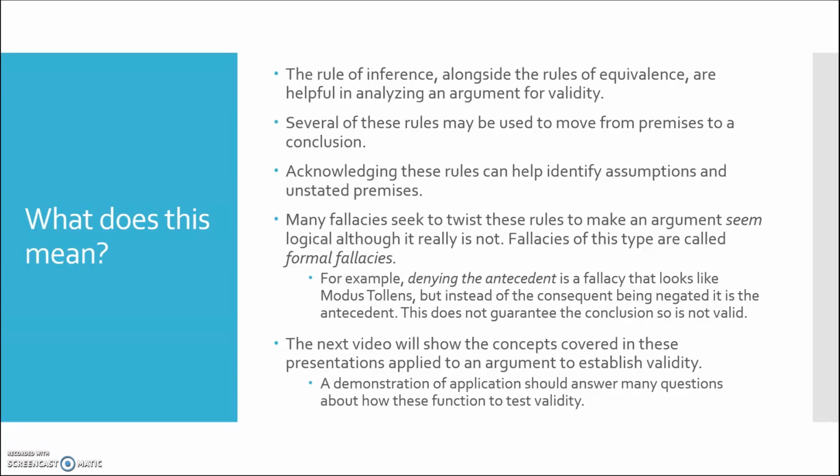And for an example, denying the antecedent is the fallacy that looks a lot like modus tollens. And if you recall, that's the one that says, if P then Q, not Q, therefore not P. But what denying the antecedent would do would say, if P then Q, not P, therefore not Q. But it just doesn't work that way. That's not the way the conditional works. If you look at the truth tables, you can see that. So it does not guarantee the conclusion, so it's not valid.